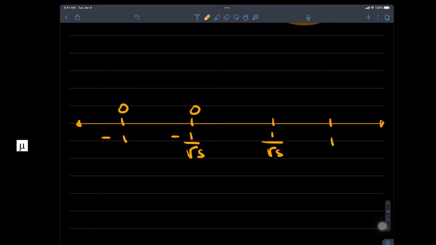This is where that second derivative is what? 0. Region 1, region 2, 3, 4, and what? So now you have 5 regions here. 4 values gives you 5 regions.